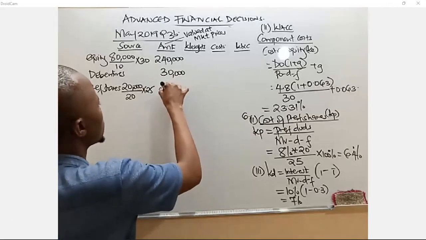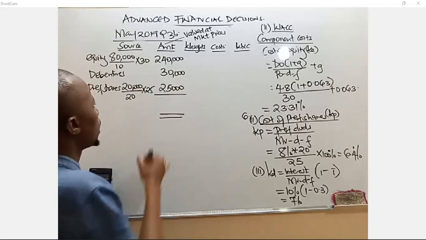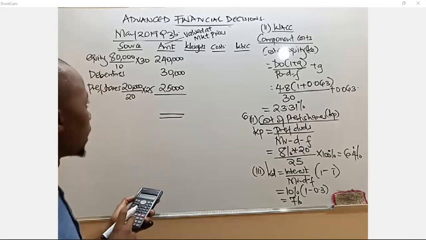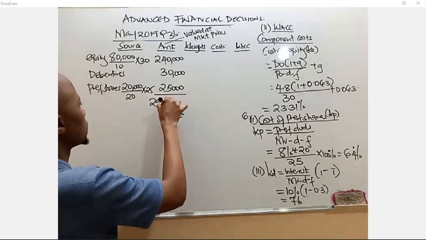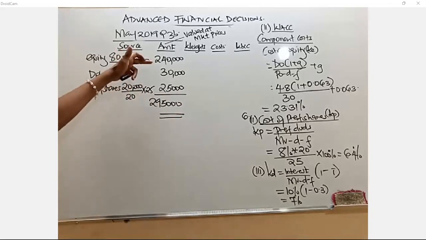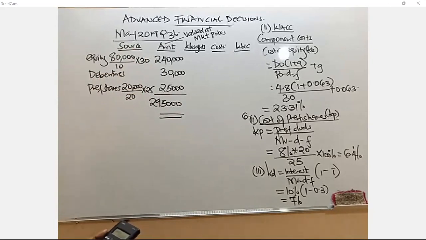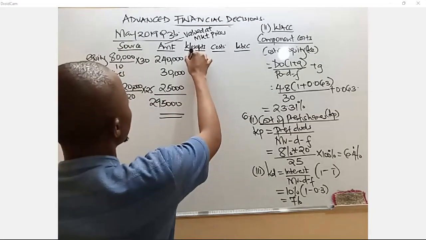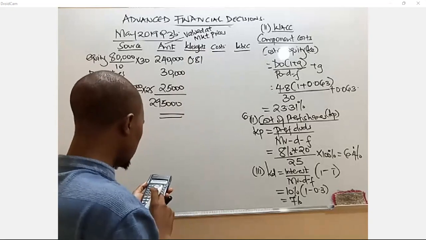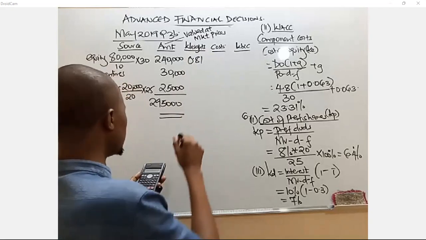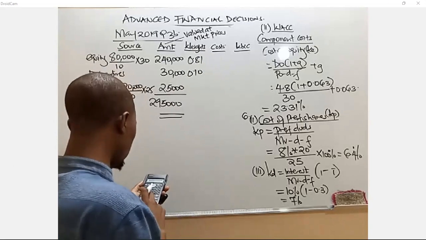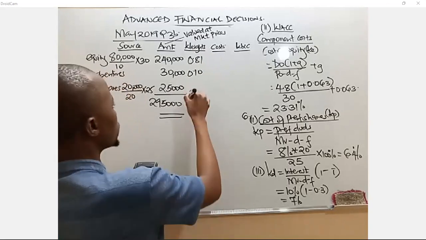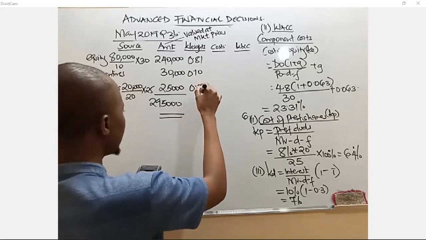Here we are getting 25,000. Just take the total. How much is the total? I take 240,000 plus 30,000 plus 25,000, and I get 295,000. Then get your weight by taking, for example, 240,000 divided by my total, I get 0.81. The other one would be 30,000 divided by 295,000, getting 0.01. Then we have 25,000 divided by 295,000, getting 0.08.